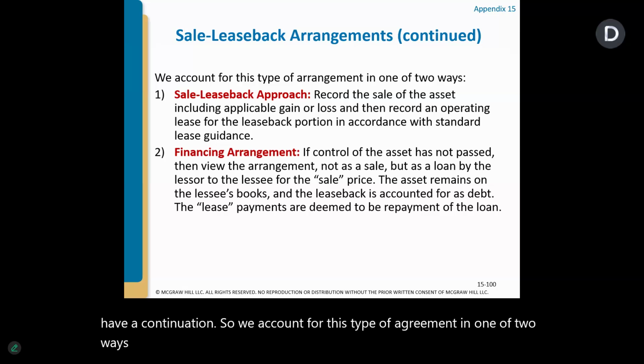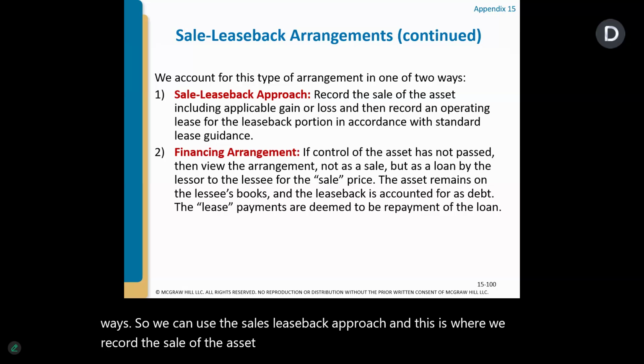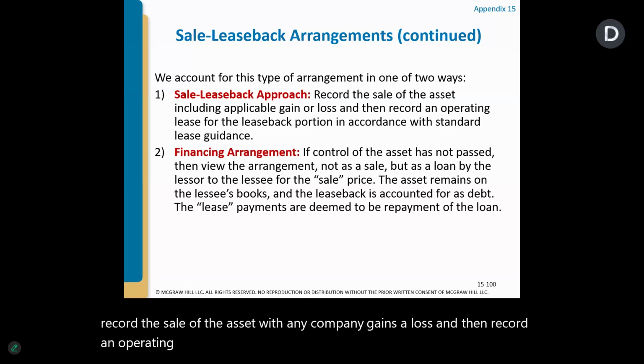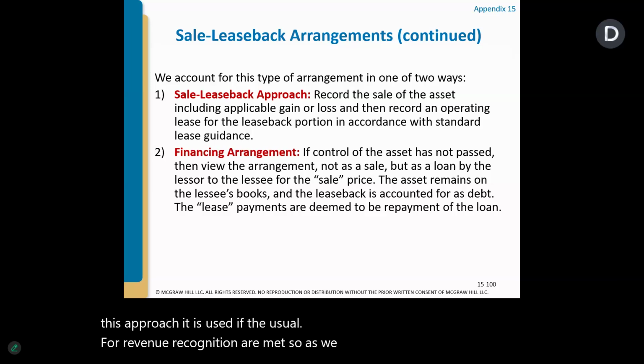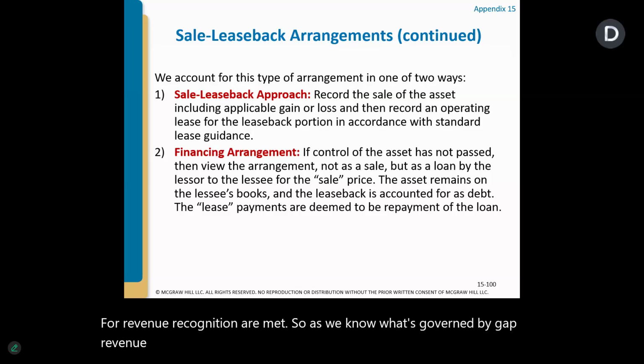So we can use the sales-leaseback approach, and this is where we record the sale of the asset with any company gains or loss, and then record an operating lease for the leaseback portion in accordance with the lease. This approach is used if the usual requirements for revenue recognition are met. As we know, what's governed by GAAP, revenue recognition, is essentially where you can only recognize revenue when it has actually been earned.